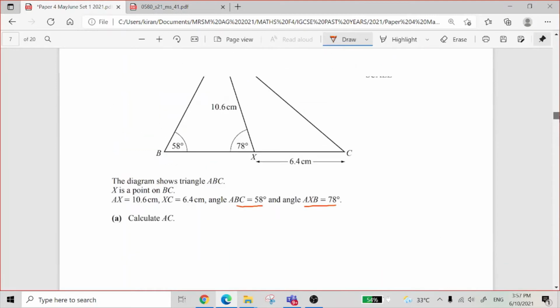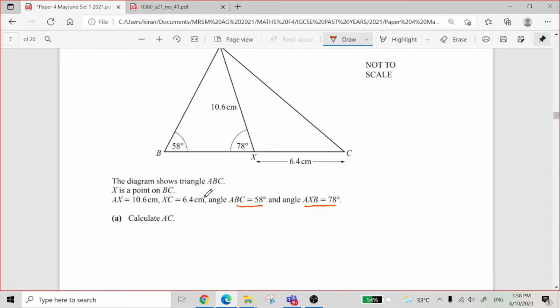Okay, we proceed with question number 5. The diagram shows triangle ABC. X is a point on BC, and then we have EX, which is 10.6, and XC is 6.4, and then we have the angle B here, 58 degrees, and the angle here, 78.